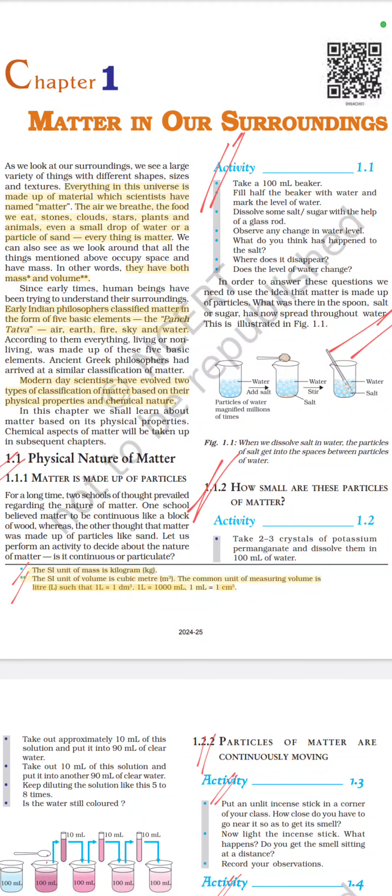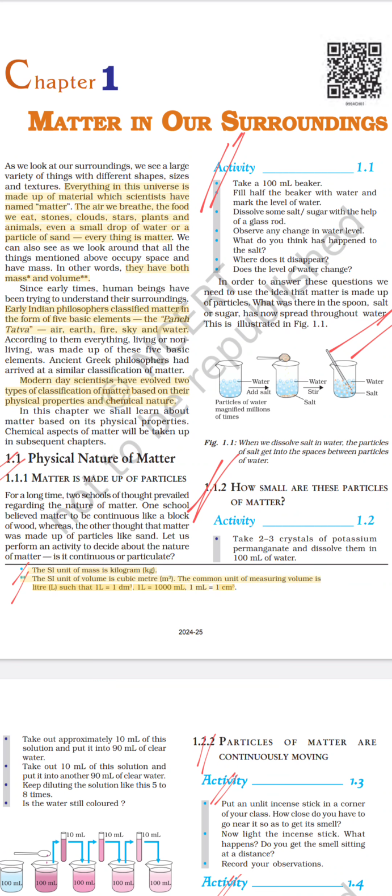Friends, today I am discussing the most important chapter of Science Class 9th, from which a minimum of 2 to 3 questions are asked in every exam, so it is most important. So let's start without wasting time.